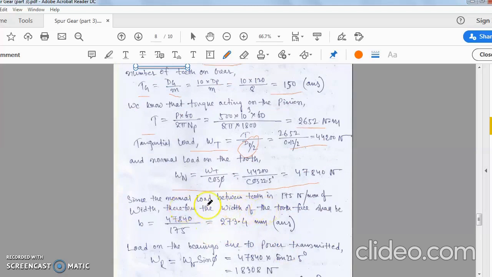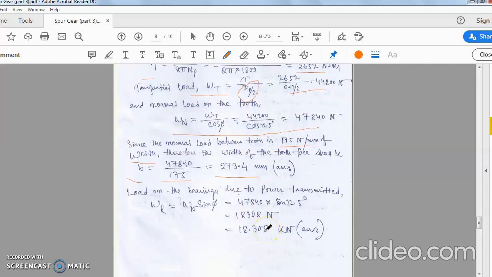Now it is given that the normal load between the teeth is 175 Newton per millimeter of the width. That means total load will be 175 into B. So 175 into B equal to 47840. So from this we know B equal to 47840 divided by 175. That means we get the value of gear tooth width. Okay, so this is the answer.